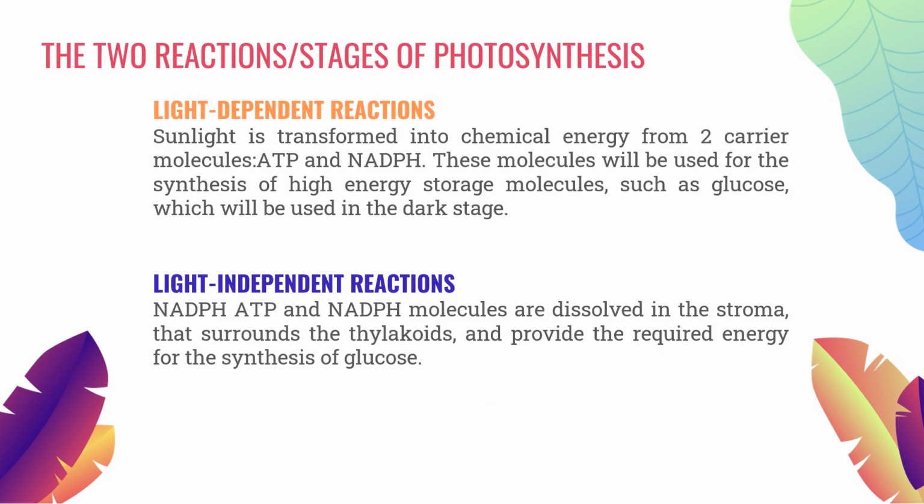There are two stages or reactions of photosynthesis, the light-dependent reactions and the light-independent reactions. In the light-dependent reactions, the energy from sunlight is absorbed by chlorophyll and it is converted into chemical energy in the form of electron carrier molecules like ATP and NADPH. These light reactions take place in the thylakoid membranes of organelles called chloroplasts.